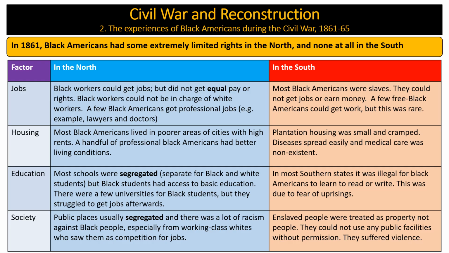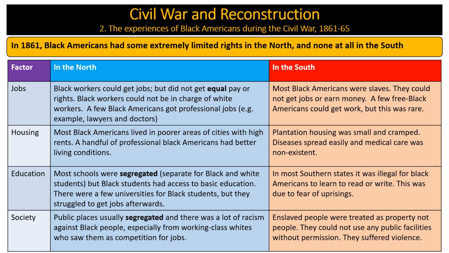In terms of education, most schools were segregated, which means they were separate for black and white students, but black students did have access to a basic education. There were a few universities for black students, but they did find it harder to get jobs afterwards. And in terms of society, public places were usually segregated, and there was a lot of racism against black people, especially from working class whites who saw them as competition for jobs. And that's a theme that we'll pick up when we talk about the draft riots during the American Civil War.